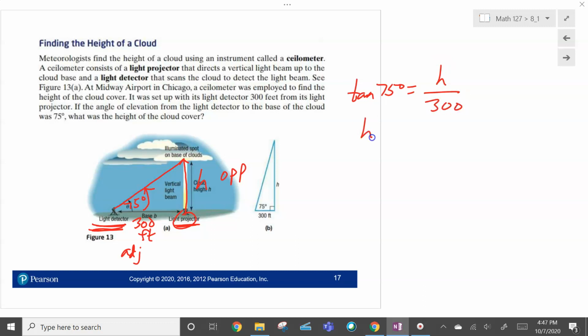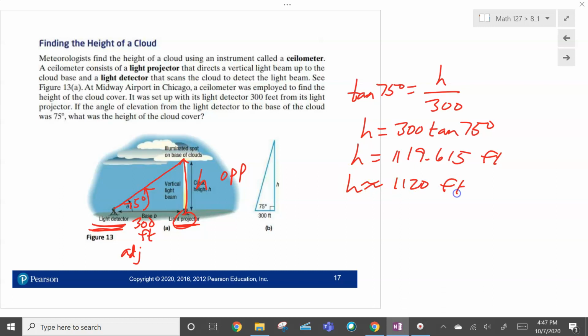I'm going to multiply both sides by 300. Make sure my calculator is in degrees. And this is 119.615. So approximately 1120 feet. We're going to go to the nearest foot there.